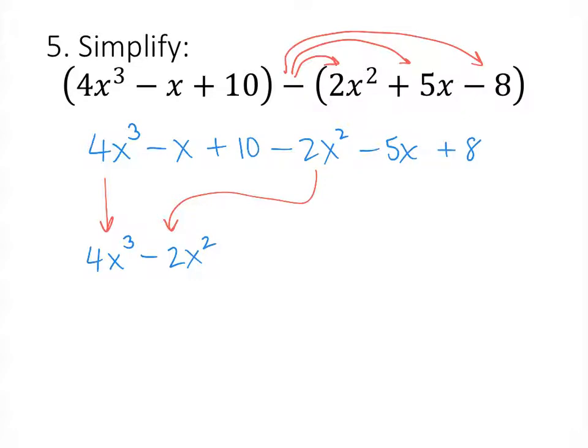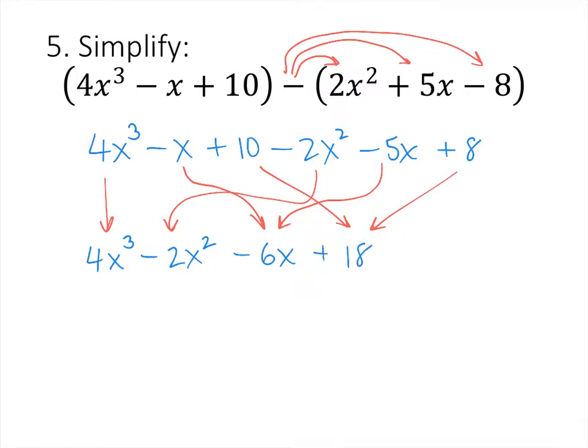The next lower power of x is x to the first power, which is just x, and we see two like terms there. There's a minus x and a minus 5x. Minus x minus 5x gives me minus 6x. And then finally, the constant terms, which are the terms with no x's at all, are the 10 and the 8. And 10 plus 8 is 18. So there's my simplified polynomial.